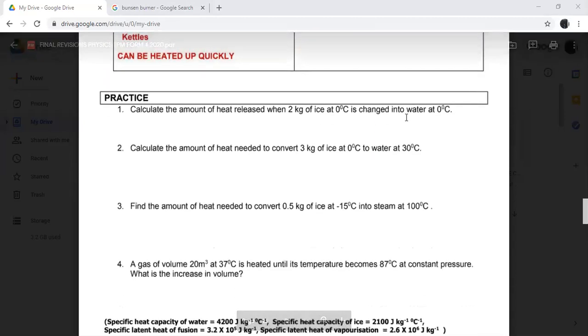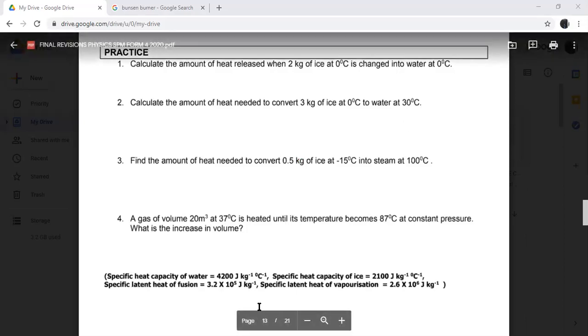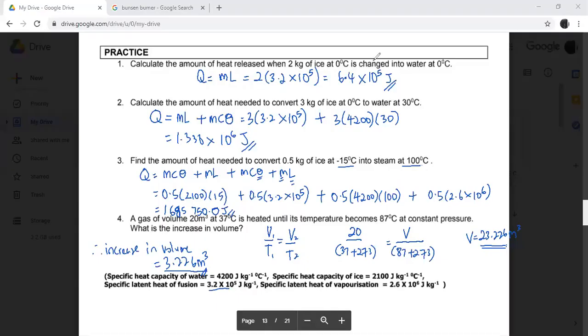We have a few calculations here. Okay, let's try all these calculations. All of you try. Muller. So if you look at number one, the answer was 6.4 times 10 to the power 5 joules. It's just a direct formula of ml.